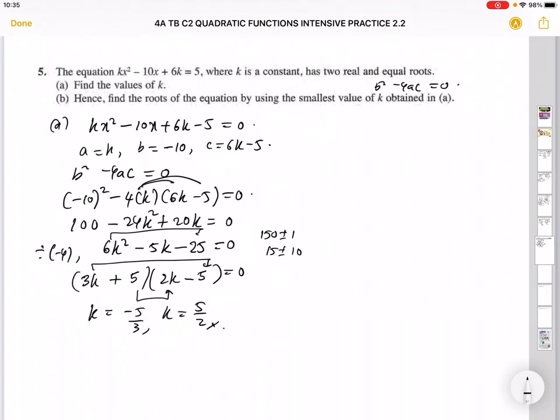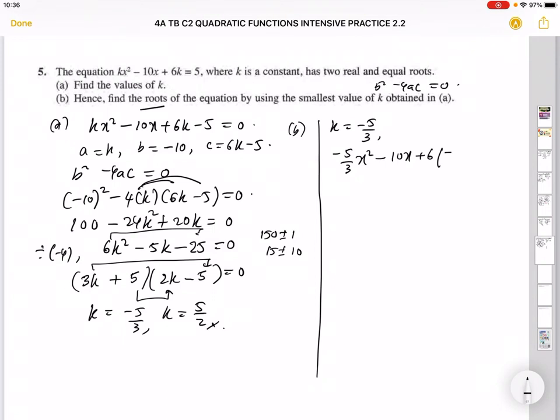Okay, I'm not done yet. The question says find the roots of the equation using the smaller value of k obtained. The smaller value of k in this case is negative 5 over 3. Now, here I have two ways to show you. Number one, first of course we substitute k inside your equation. So you get negative 5 over 3 x squared minus 10x plus 6 times negative 5 over 3 minus 5 equals 0.